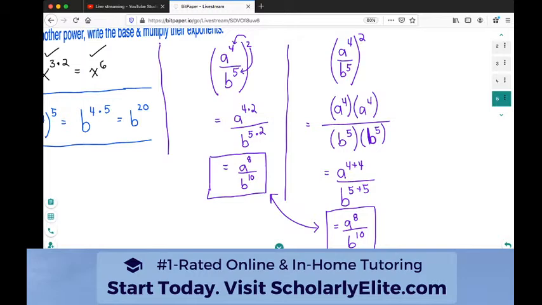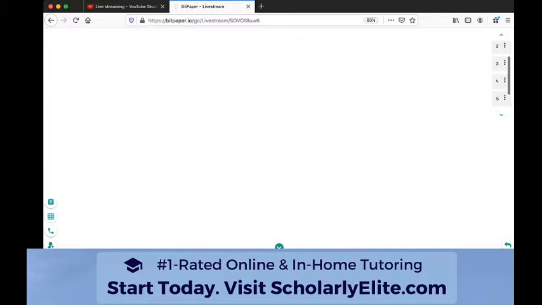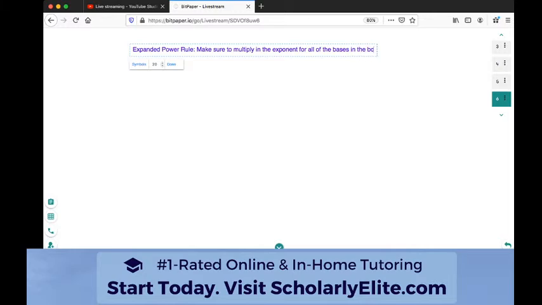Okay. Great. So we're going to learn something else now that has to do with this. And it's called the expanded power rule. So let me just write it out. So in the expanded power rule, you have to make sure to multiply in the exponent for all of the bases in the brackets. And I'm going to show you what that means.